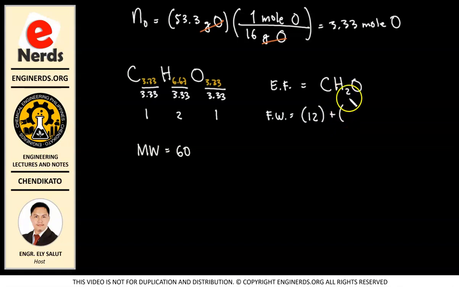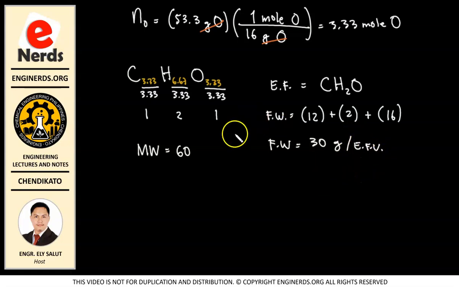Plus hydrogen, I have 2. Hydrogen is 1, so I will have 2 in here. Plus oxygen, I only have 1, so this will be 16. Okay, so our formula weight here is equal to 30 grams for every empirical formula unit. And our molecular weight will be in grams per mole.